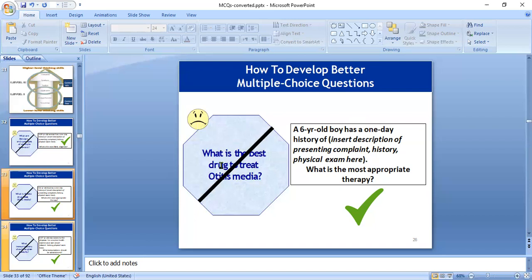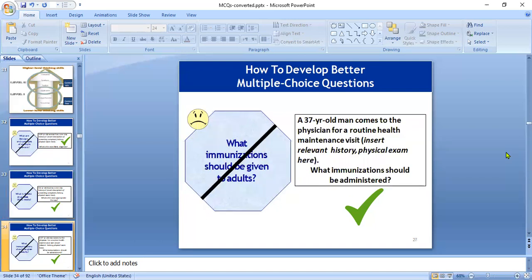So these context-free MCQs of the higher level should be discouraged and they shouldn't be constructed. Instead of that, there should be context-rich questions of the higher level.